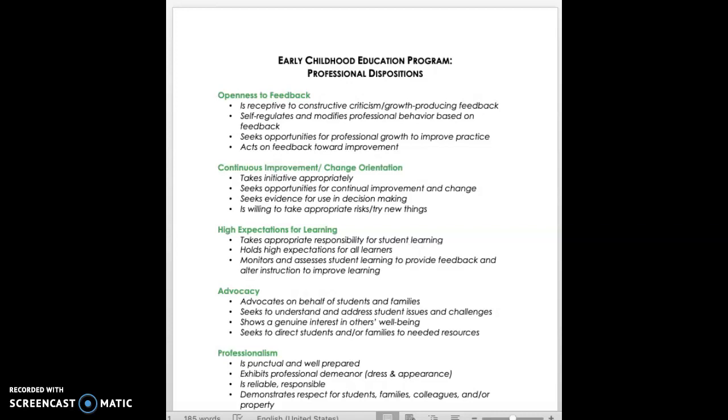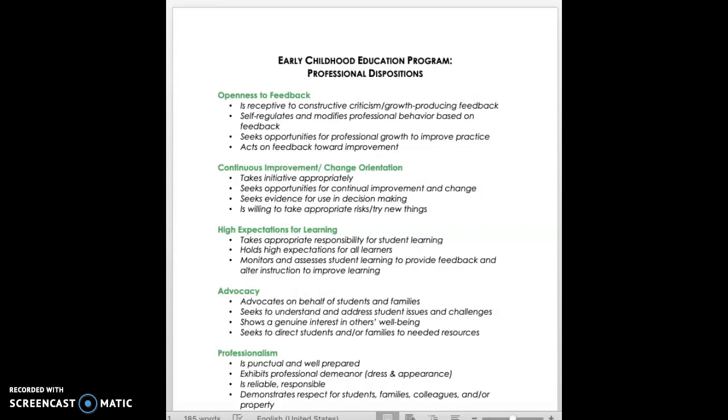Openness to feedback. This means that you are open to receiving constructive criticism, both in the university classroom, in your field experience opportunities, and in internship. So this is your instructors and your mentor teachers and your university supervisor working with you to move you forward in your practice, always working to become a better teacher.